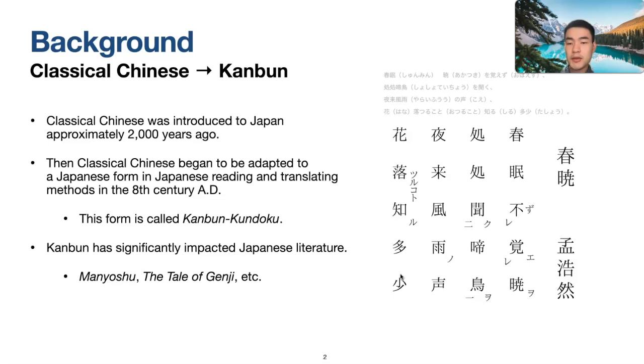in about the 8th century AD. This form is called Kanbun-Kundoku. In this paper, we'll call it Kanbun. Kanbun has significantly impacted Japanese literature, such as the Man'yoshu and the Tale of Genji.